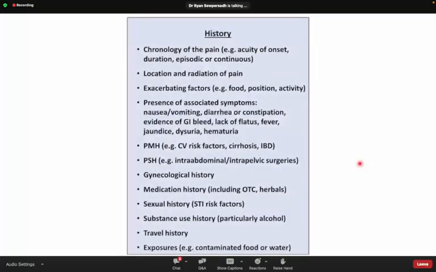Obviously, you want to take a past medical history and surgical history and a proper full gynecological history as well. Medication history, sexual history for sexually transmitted infections or risk factors for STIs, substance use history, particularly alcohol, blame it on the alcohol, travel history, and general exposure history, for example, contaminated food or water. All right, all these things are important, guys, in the history.